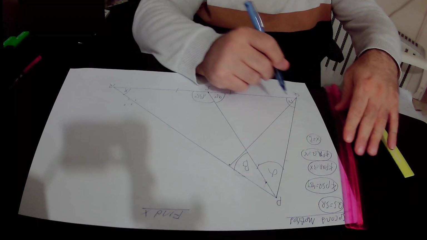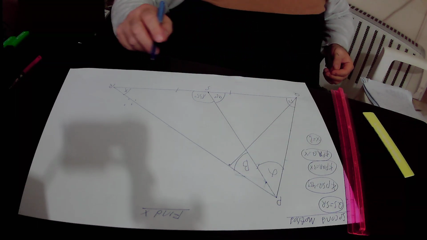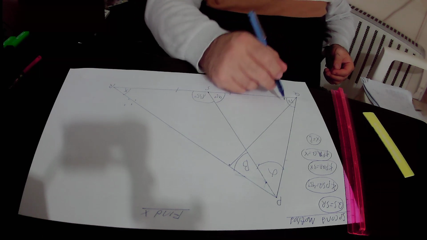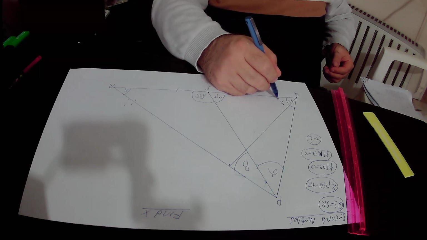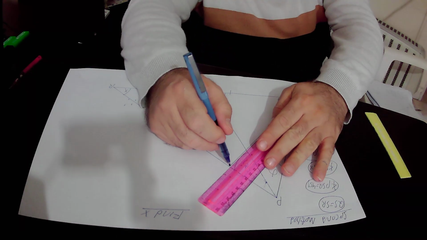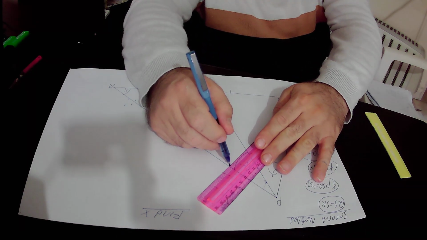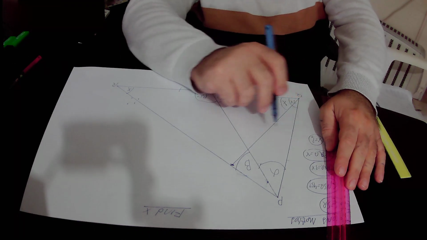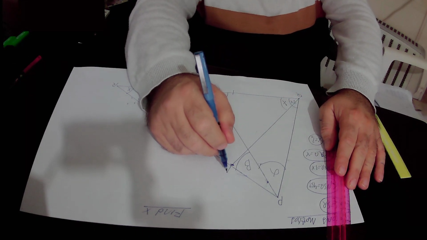So the angle that was created by the straight line here, it is X. We will define the touching point between the straight line and PR as point M.